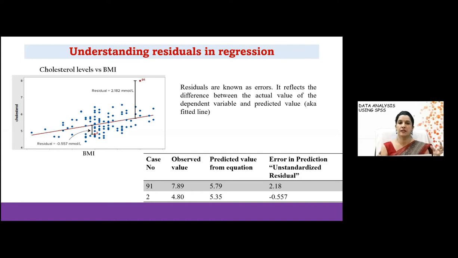Standardized means if the other variable along with BMI is the systolic blood pressure, and there are many more variables, then by standardizing you can compare the residuals of each other. The unstandardized, you cannot compare across two variables because the unit will be different. Like here you can see it is 2.18. Kindly repeat the difference between standardized and unstandardized.